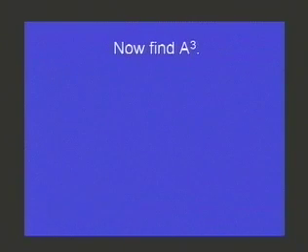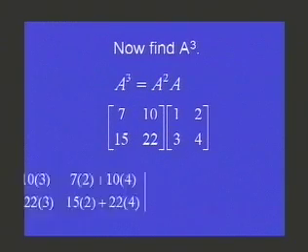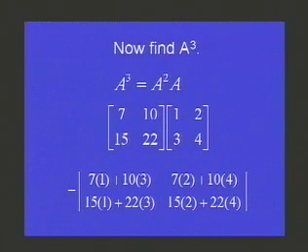What if we had asked you to find A to the third power? Well, A to the third power is just A squared times A. We had our A squared, which was 7, 10, 15, 22 from before, and our original A, which was 1, 2, 3, 4. And you can go to the trouble of multiplying that out, doing the addition. And as you see, you'll get some pretty large numbers there.